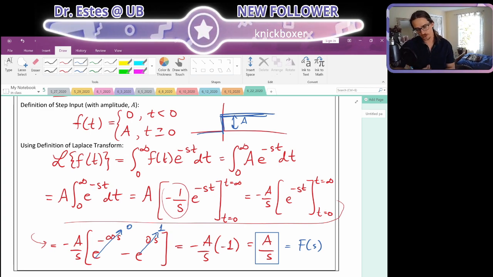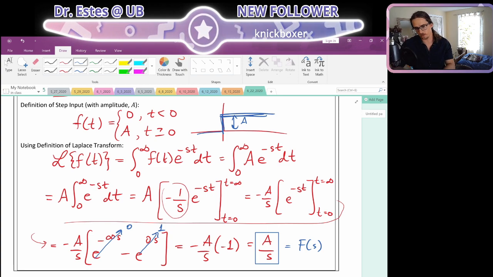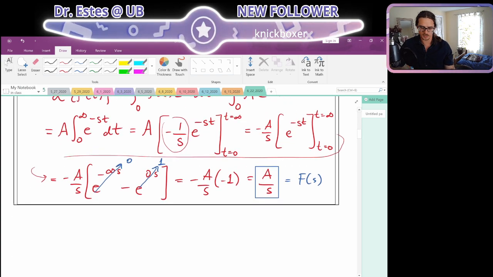Now, fortunately, this is the only Laplace transform we're going to actually do in this class, deriving it from scratch, because in practice, if we ever need to use Laplace transforms, you go to Wikipedia, you pull up a table, and you just look it up. I'm going to show you some of the popular ones that we'll end up using in this class down here.